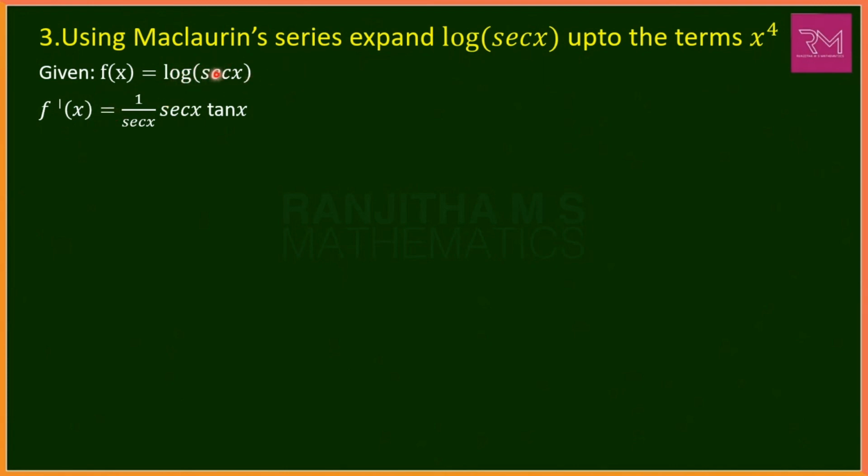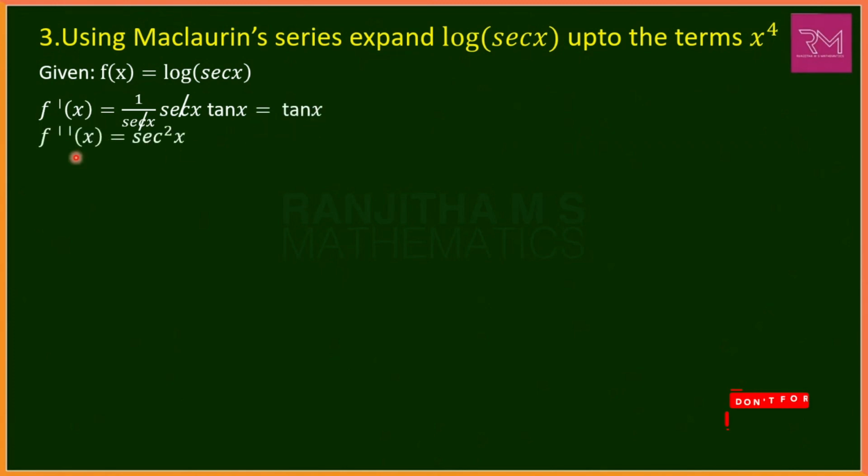We get f dash of x, which is equal to, here differentiation of log of secant x. This is of the form log x. Log x differentiation is 1 by x. Hence we get 1 by secant x into, again we have to differentiate this secant x, that is secant x into tan x. Here secant x gets cancelled. Hence we get f dash of x value as tan x.